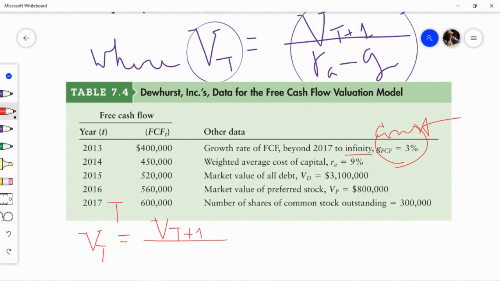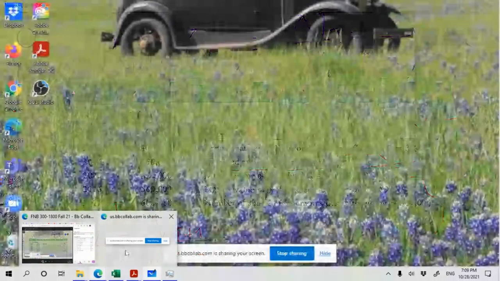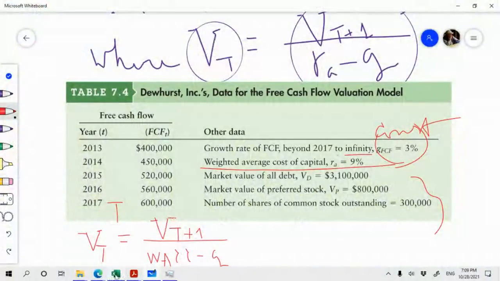We can generate forecast because growth rate is given, and then weighted average cost of capital minus g, growth rate is given there. Weighted average cost of capital is 9%. So we can do this. Then what are these? Look, that's something we will need later. But given this data, let's think about how we can approach this.